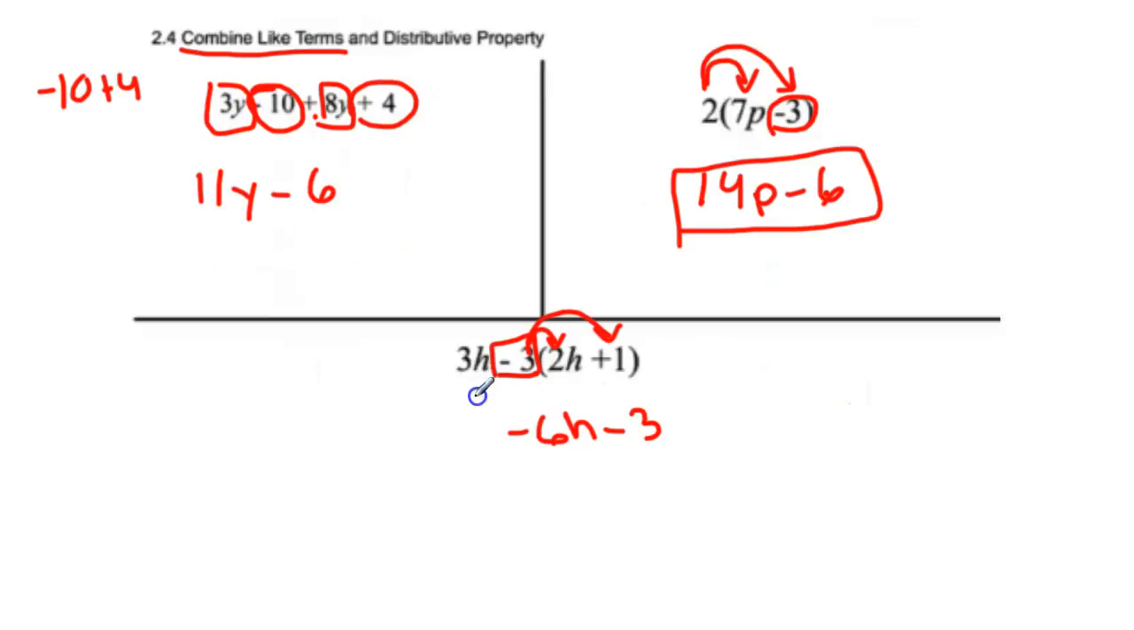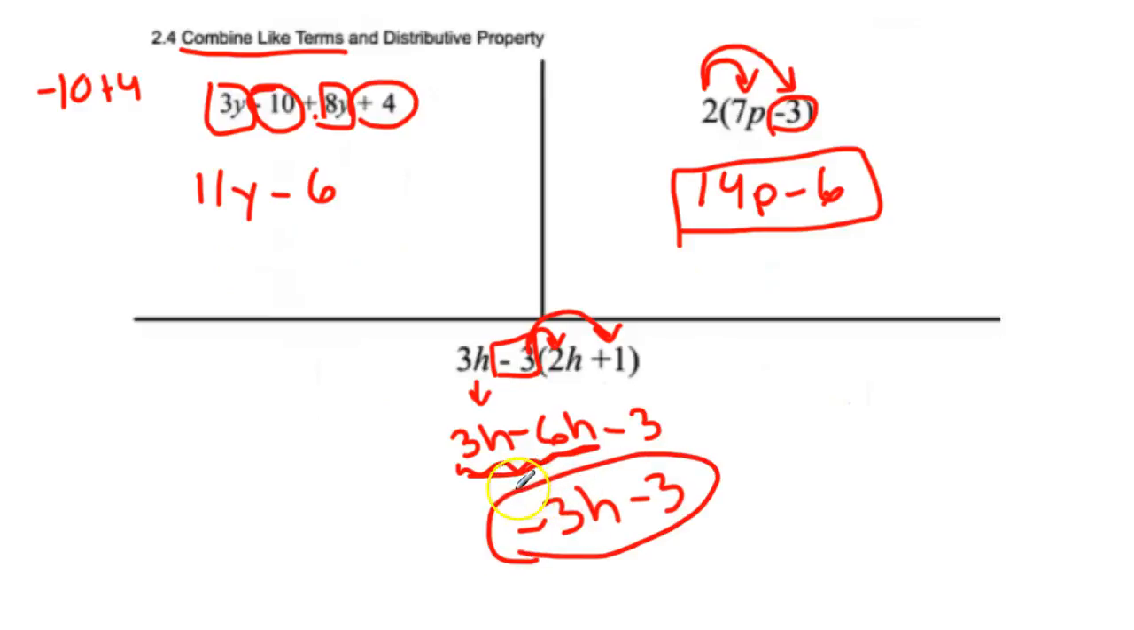And I can't forget to bring down this 3h. So I have 3h minus 6h minus 3. Now I can combine these two h's. So I have 3h minus 6h. Well, 3 minus 6, that's going to be -3, and I keep the h, and then minus 3. All right, so that's it.